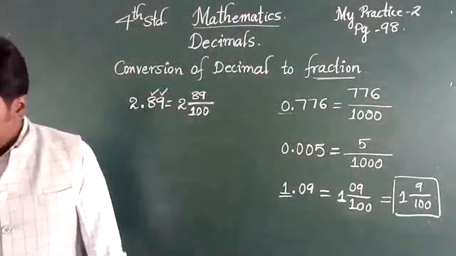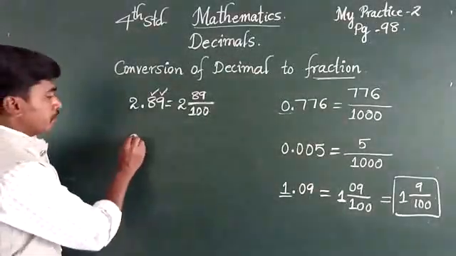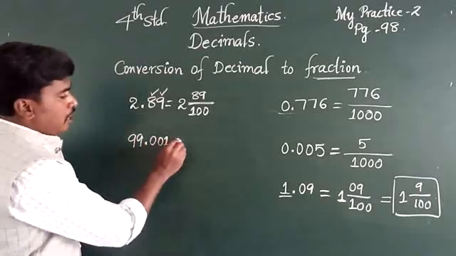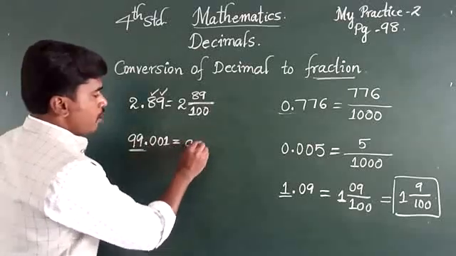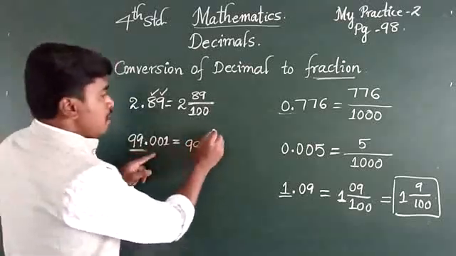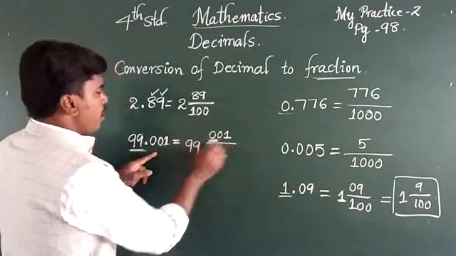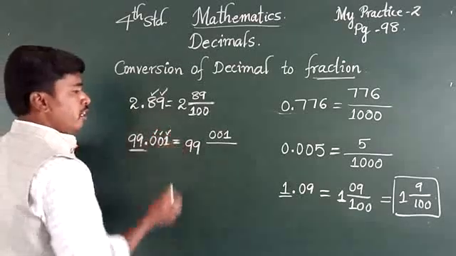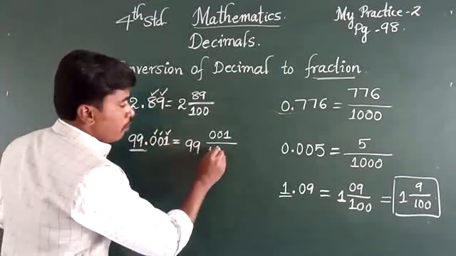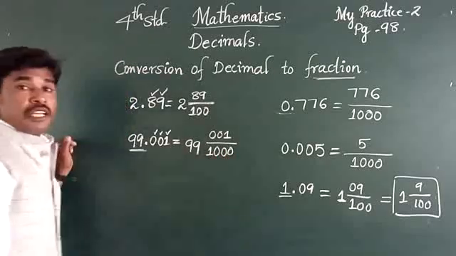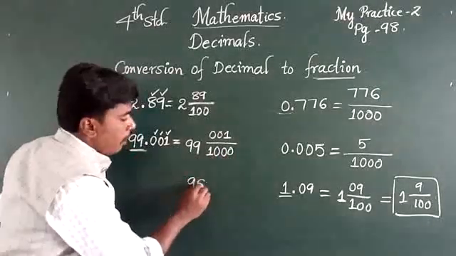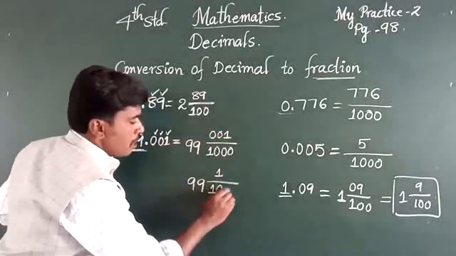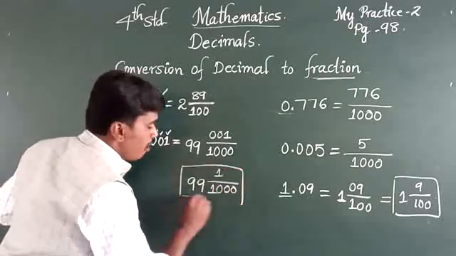Take one more. It is 99.001. 99 is in the whole number part. So write 99. In the numerator it is 001. How many digits are there, dear children? 1, 2, 3. There are 3 digits. So 1 followed by 3 zeros, that is nothing but 1000. It is also 99, 001 is nothing but 1 by 1000. So this is the answer.